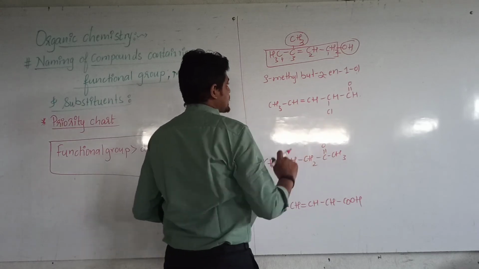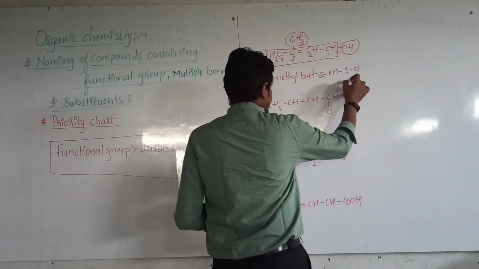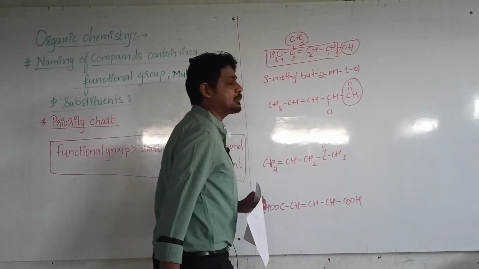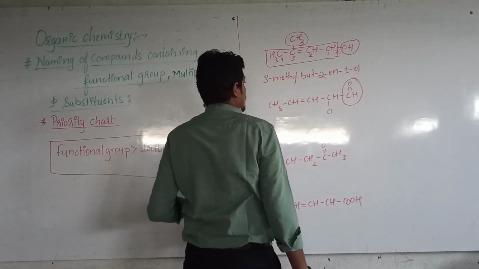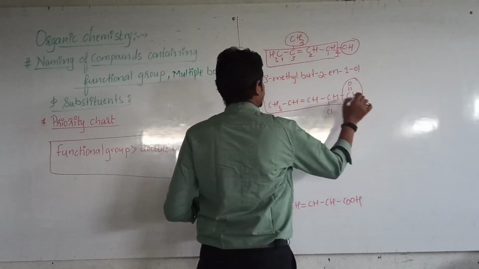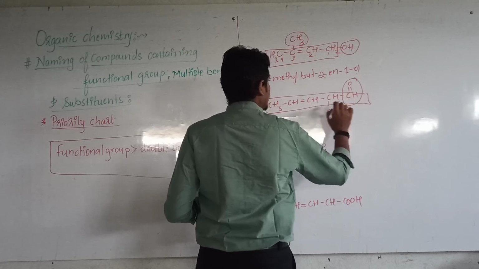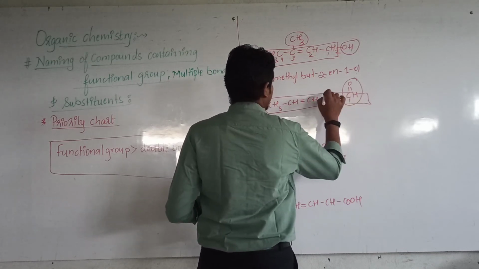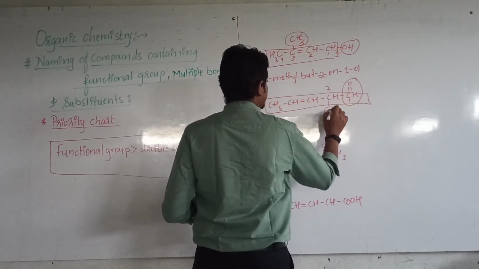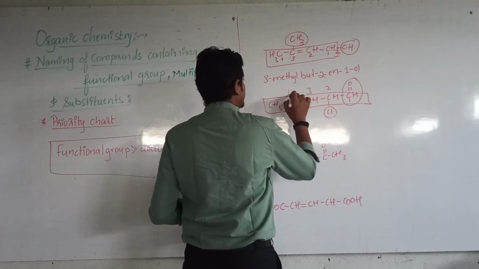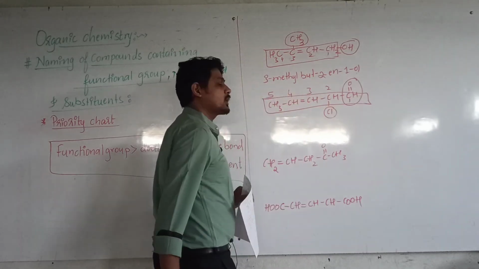The second one we shall see now. So where is the functional group? This is your functional group. What is the functional group? Aldehyde functional group is there. So this is your parental chain. Numbering should come from here: 1, 2. This is your substituent, chloro. Then 3, 4, 5.